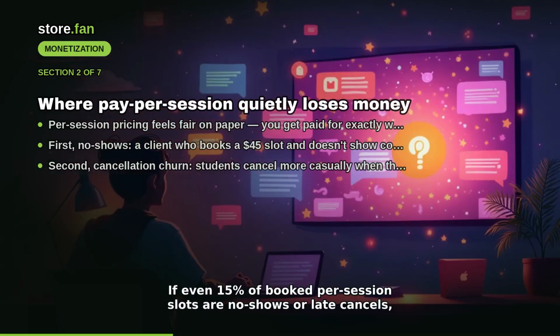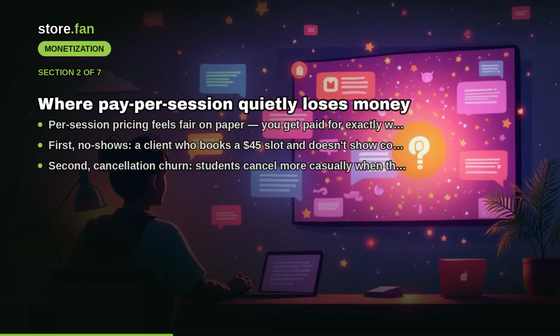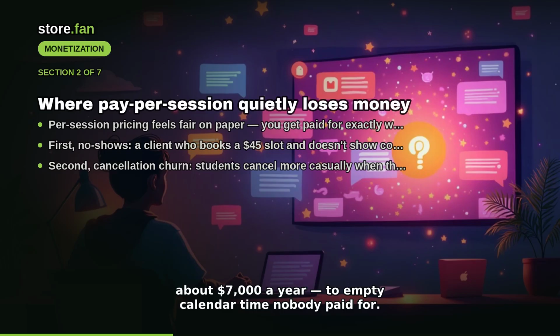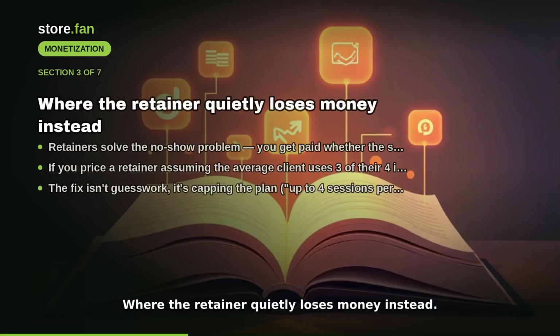If even 15% of booked per session slots are no-shows or late cancels, a tutor charging $45 a session and averaging 20 bookings a week is quietly losing roughly $135 a week, about $7,000 a year, to empty calendar time nobody paid for.